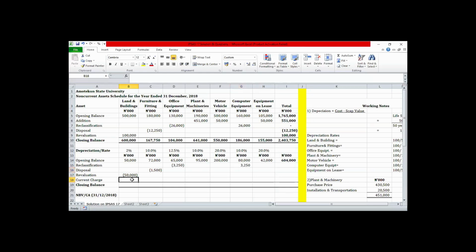How do we calculate the current depreciation? This is it. The closing balance of the asset times the rate of the depreciation. That is what we are going to do to all the assets. Any question? 10,000 times this is what we have. 10,000 times this is what we have. 20% times this is what we have. 10% times this, we have this. 20% times this, we have this. Then what is the total? We now calculate the total of everything here.